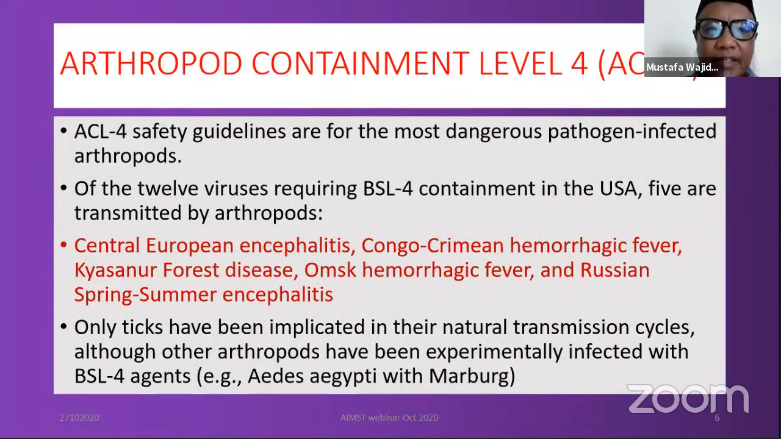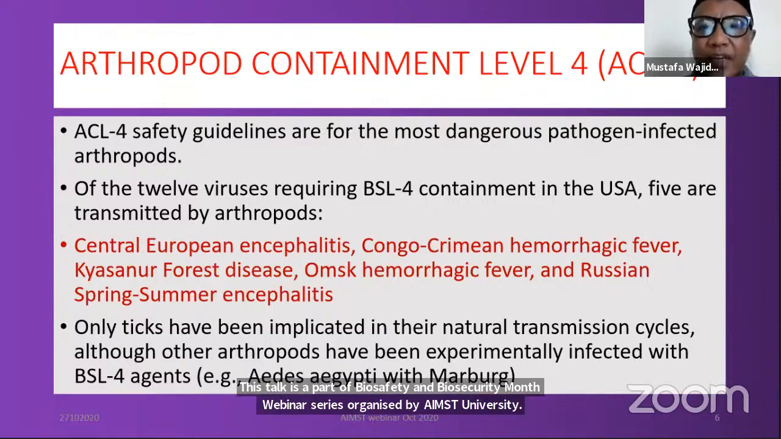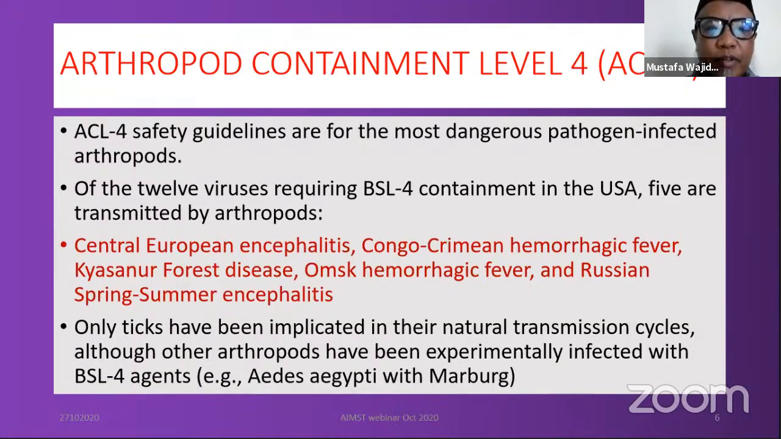Perhaps here in Malaysia, we don't have biosafety level four facilities, but if you're working with some of these dangerous pathogens, for example, out of the 12 viruses that are being researched, there are some which are actually transmitted by arthropods, mostly ticks, but they have been shown experimentally to be able to infect, for example, mosquitoes. The favorite one is Aedes aegypti. People have actually infected Aedes aegypti with the Marburg virus.